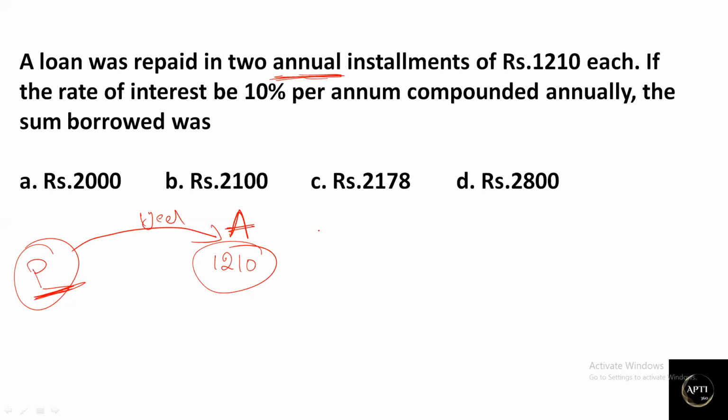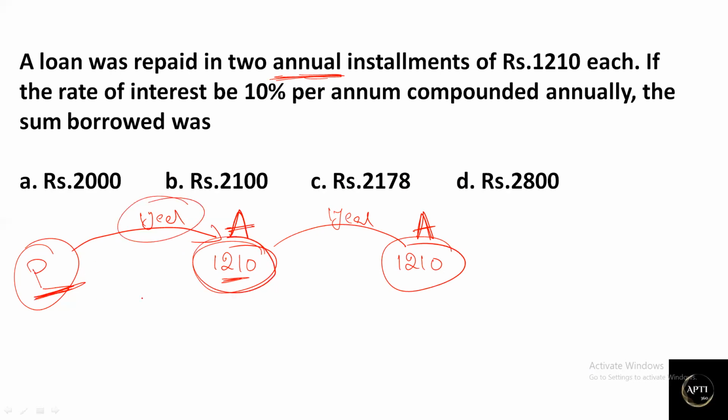Now second year, two annual installments, right? After 1 year I paid 1210. After the next year again I paid 1210 rupees as the total amount. Now if you observe, this 1210 is paid after 1 year, meaning the total amount is 1210. In this amount, can I say that principal amount plus interest is present? Now 10% per annum. For the first year the rate of interest is 10%. Now 10% is interest, 100% is principal amount. Now can I say that 110% is nothing but 1210?